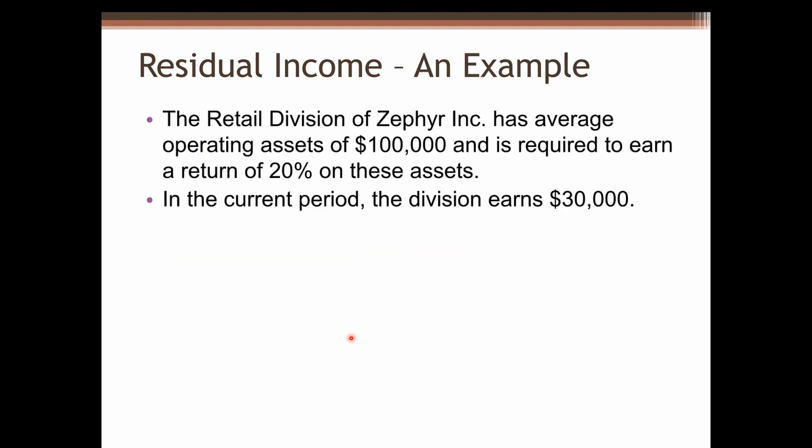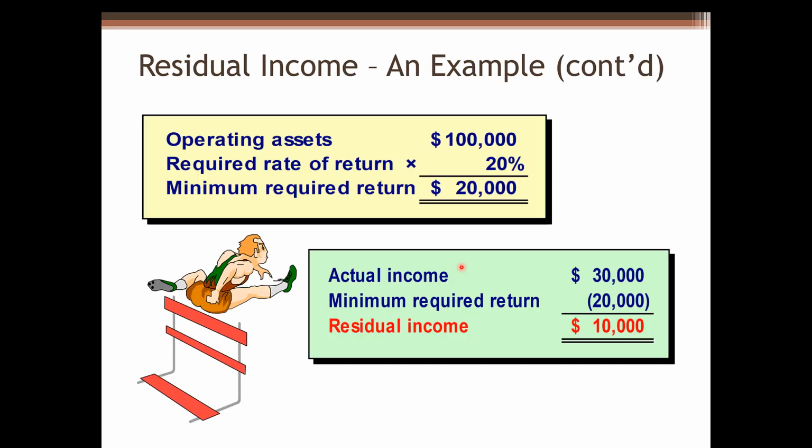Let's take a look at the example here. The retail division of Zephyr Incorporated has average operating assets of $100,000 and is required to earn a return of 20% on these assets. In the current period, the division earns $30,000. We can simply follow the formula, first to calculate the minimum required return in dollar amount. We use average operating assets, $100,000, multiplied by the required rate of return, 20%, and then we get the minimum required return in dollar amount, $20,000.